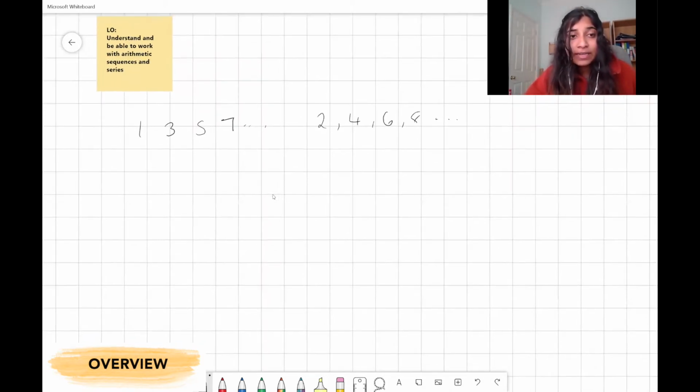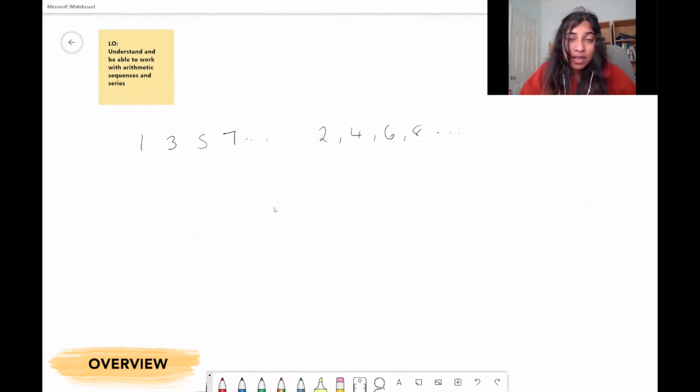If we were to generalize this, so we can work out a general formula for the nth term, you could call the first term of a sequence A. So in this one, A would be 1, and for this one, it would be 2. And for both of them, we're adding 2 to each term.